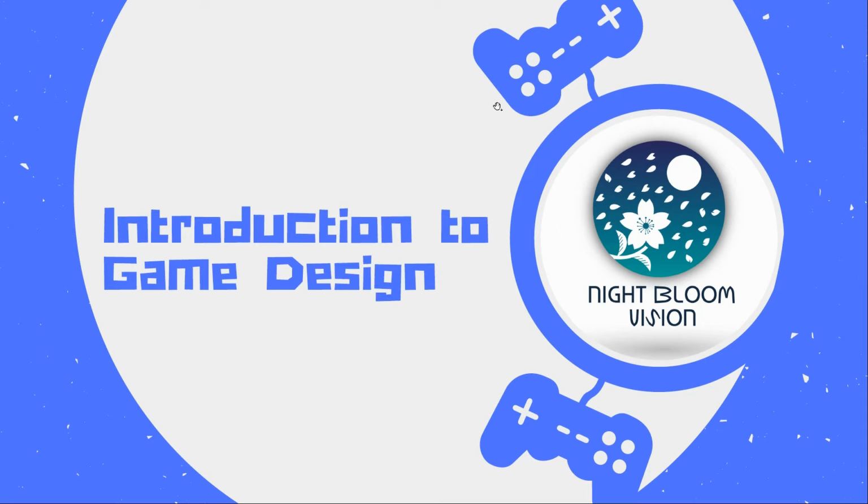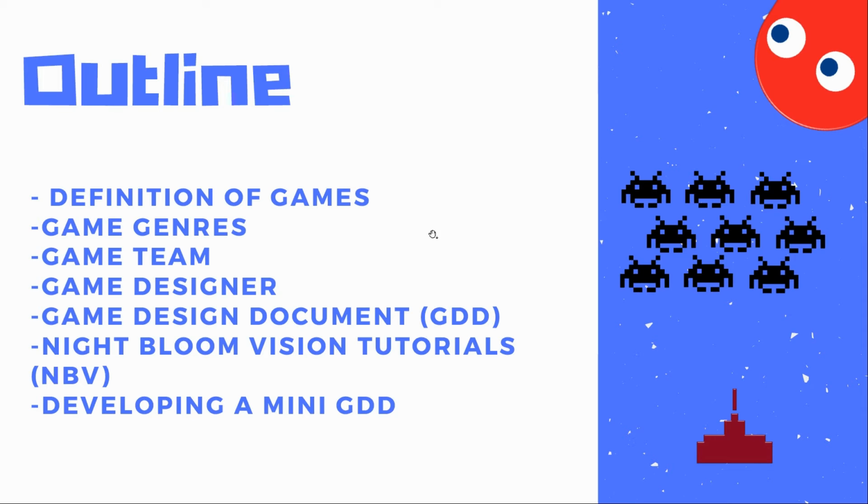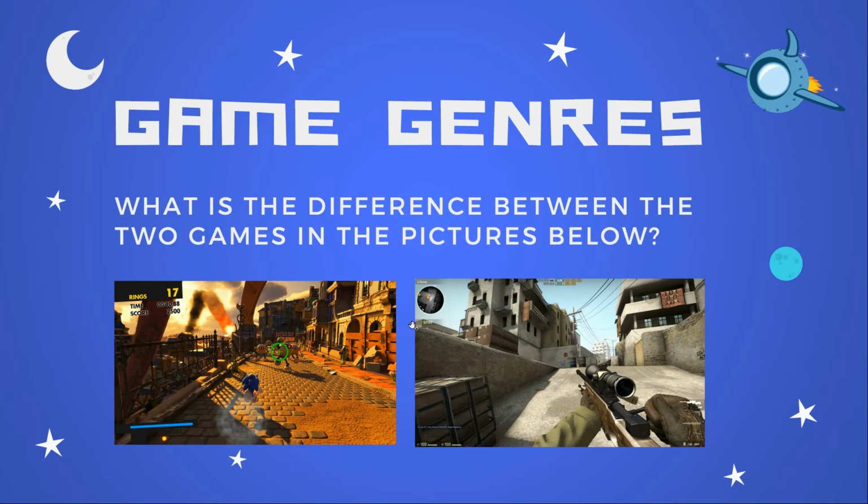This is part 2. Previously we already defined games. We talked about game genres, game team, game designer, and we stopped somewhere around the game design document. So I'm gonna fast forward.